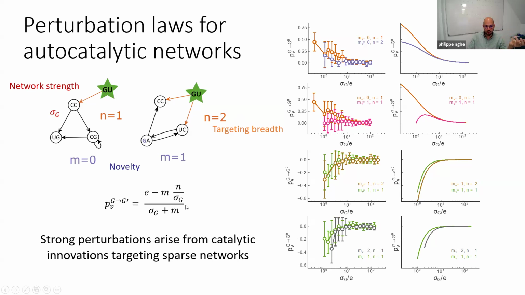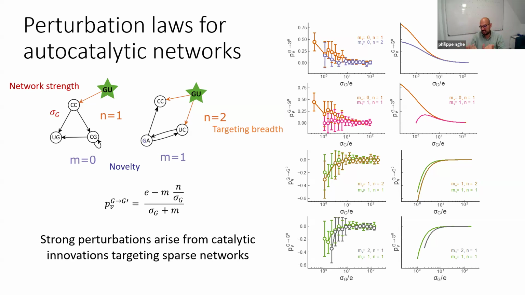It's something that has to do with how strong you are to begin with, how novel is a new species, and how broad is the effect of the new species. To summarize it in one law that we tested here on those curves, I don't have time to detail here, but strong perturbation: if you shuffle a lot the composition, you have to have a catalytic innovation, a very novel species that targets a sparse network.